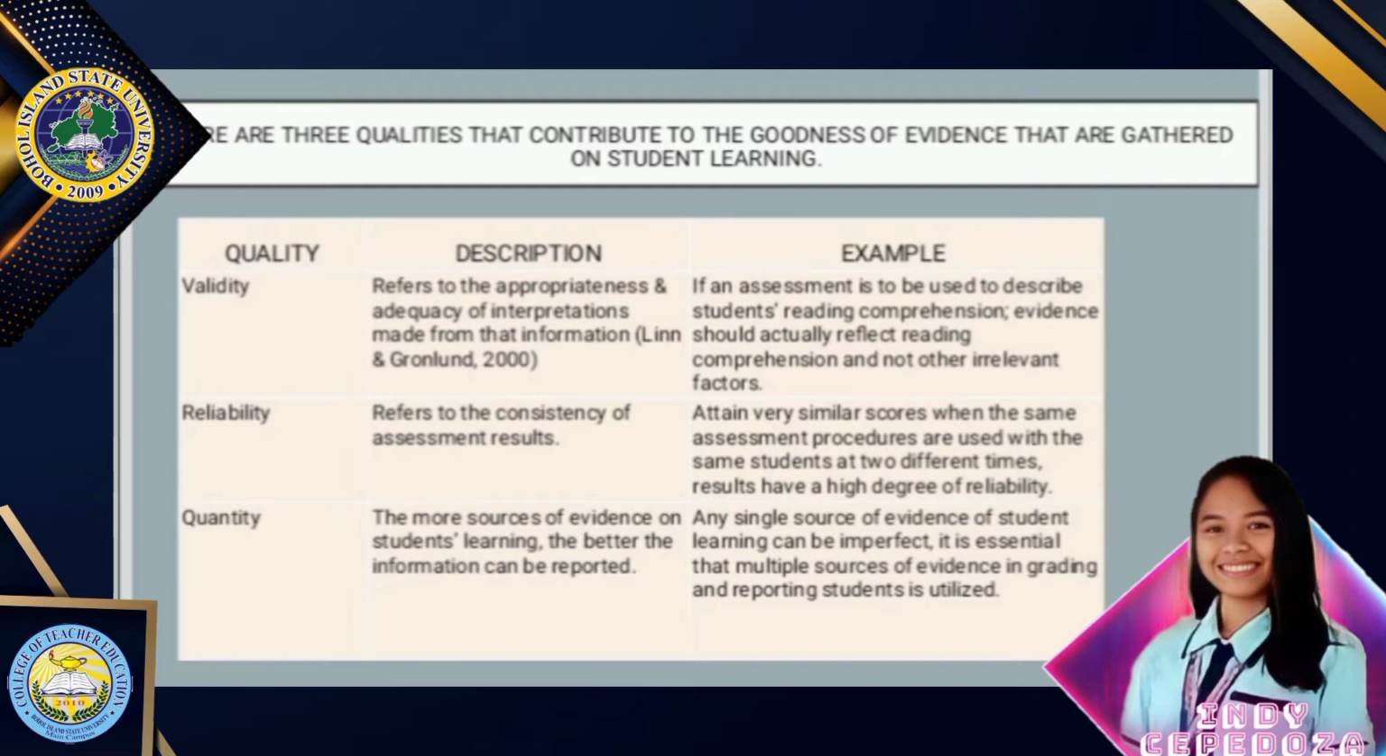Quantity. Validity and reliability relate primarily to the quality of the evidence we gather on student learning and the interpretations we make of that evidence. But the quantity of evidence considered is important as well. The more sources of evidence on students' learning, the better the information that can be reported. For example, any single source of evidence on student learning can be flawed or misinterpreted. It is essential that multiple sources of evidence be utilized in grading and reporting students.